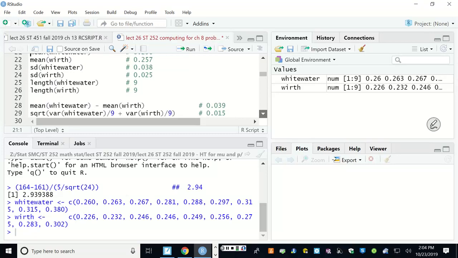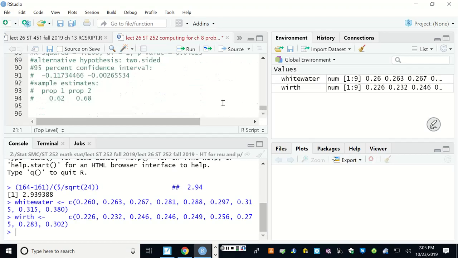The difference in the averages is 0.039. This is the variance formula: standard deviation squared is variance, the variance of those things. So we get a standard error.